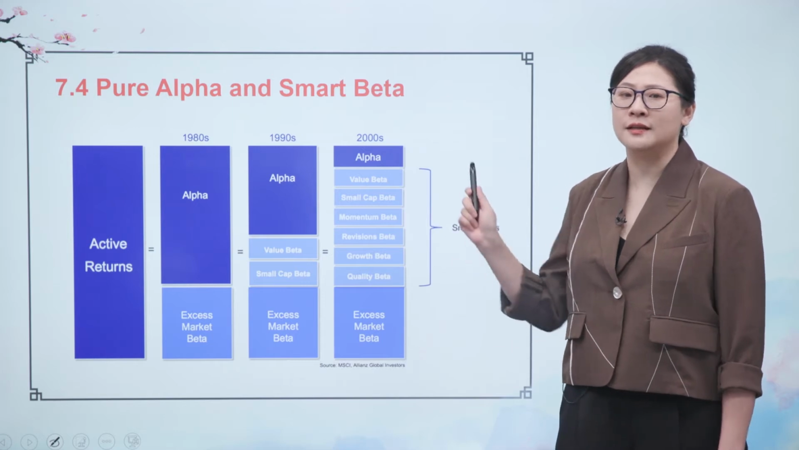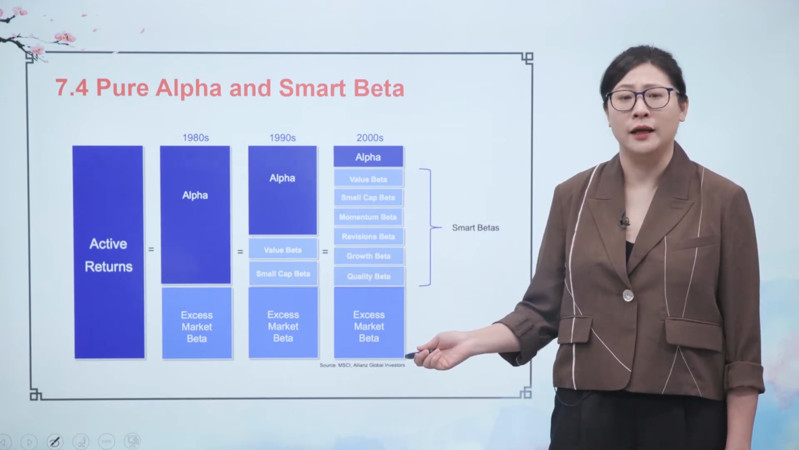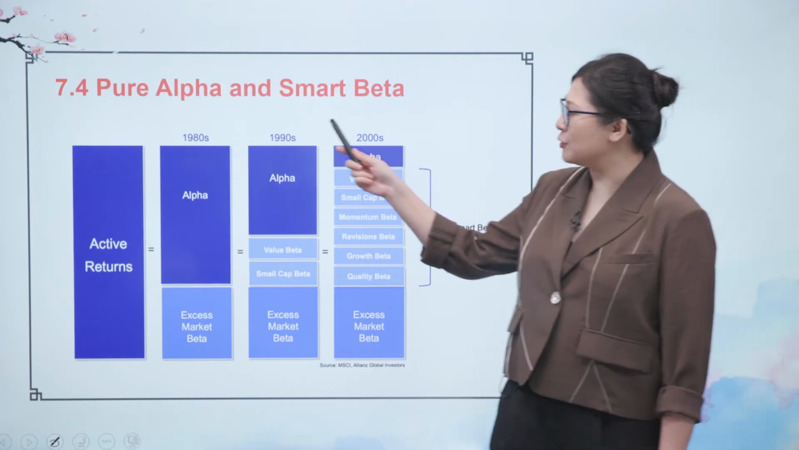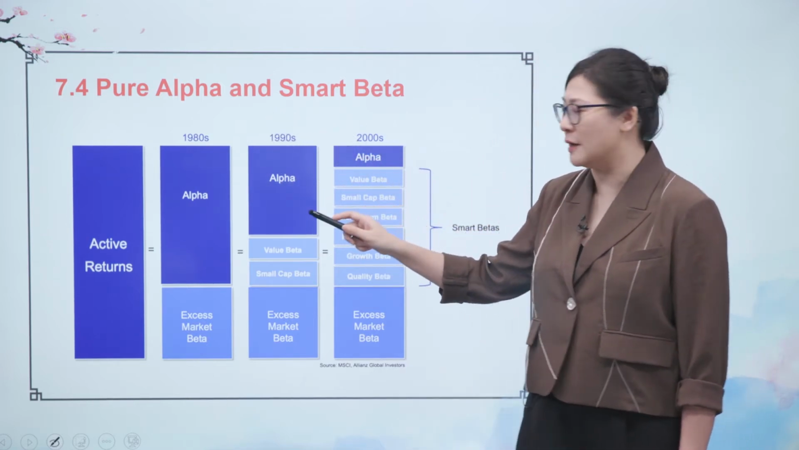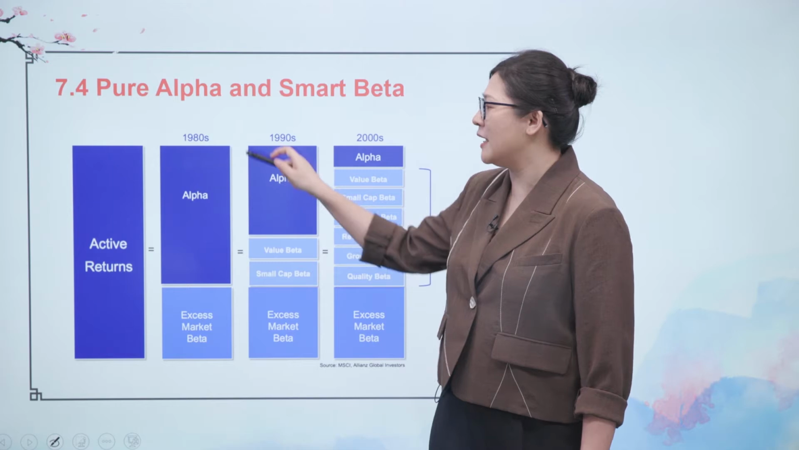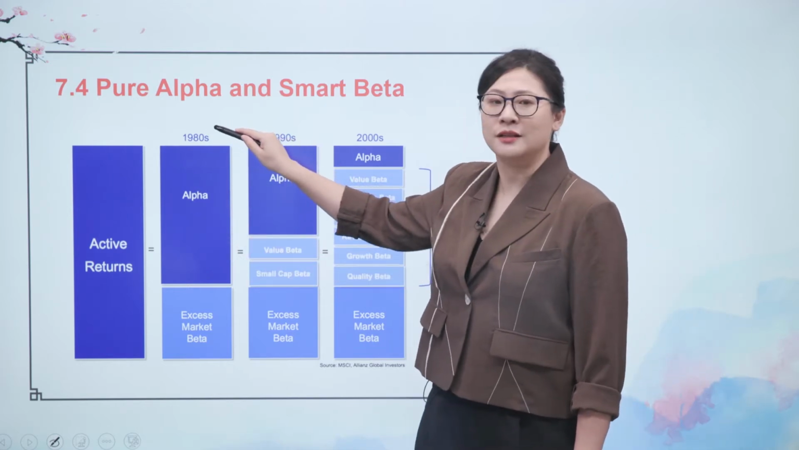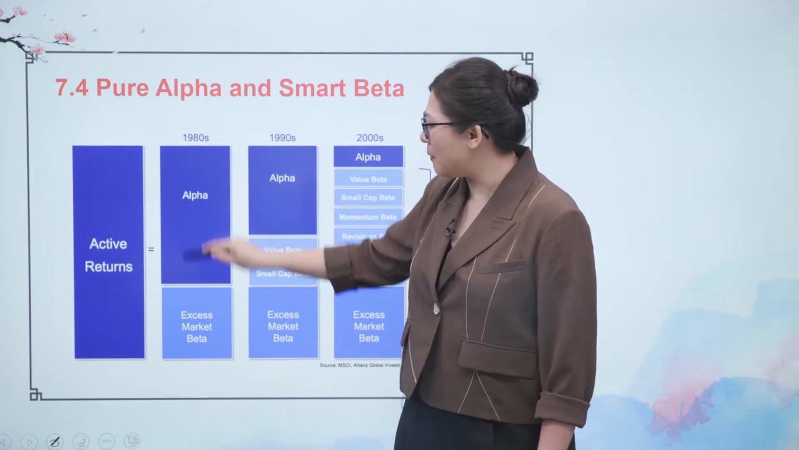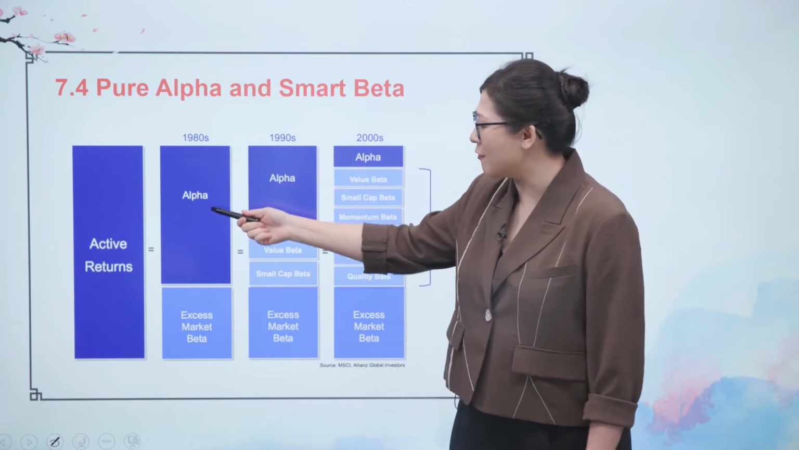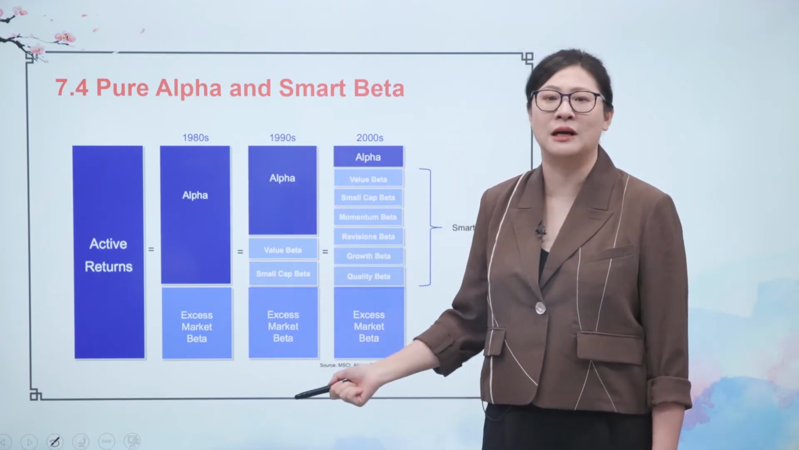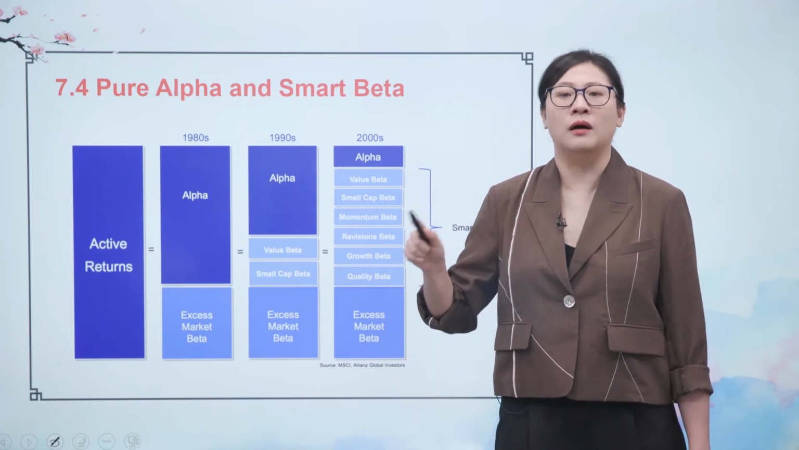Now this is a graph I just downloaded from MSCI. This graph shows you the active return and your beta return. The blue part is your active return. In the 1980s, we have the two parts as in the previous equation. We have alpha plus our beta return and the risk-free rate. And this is your total return.